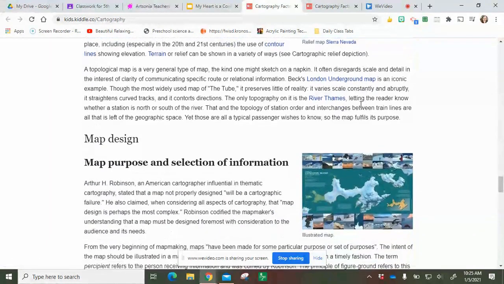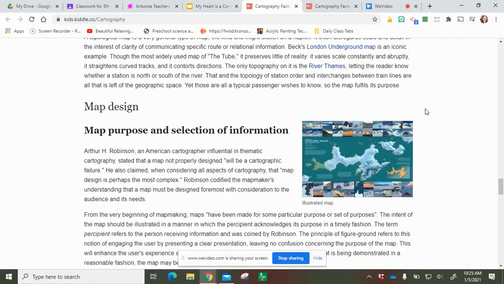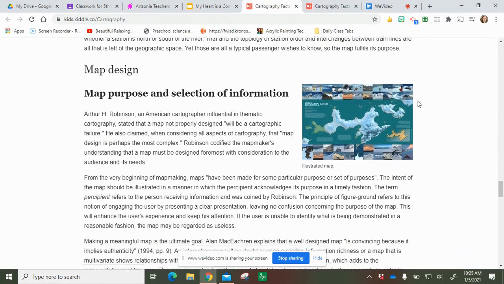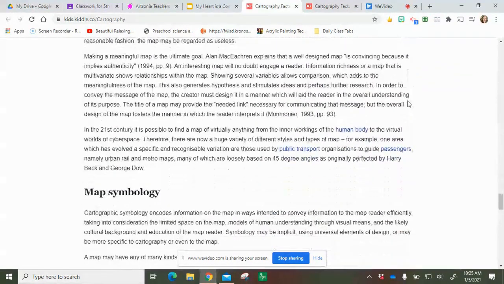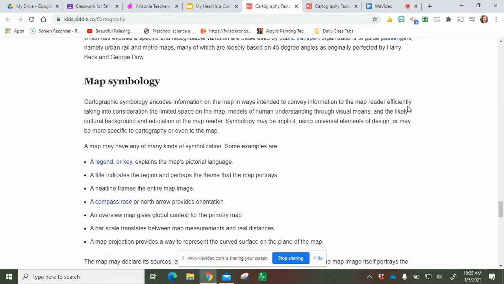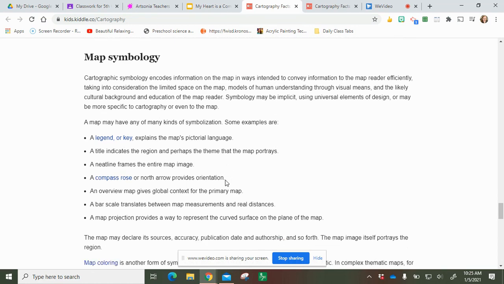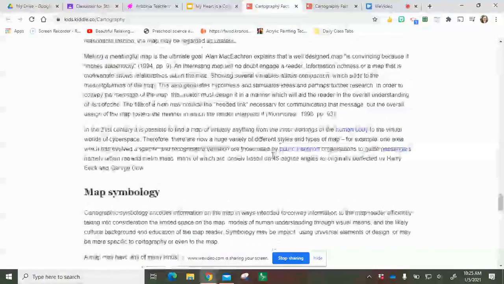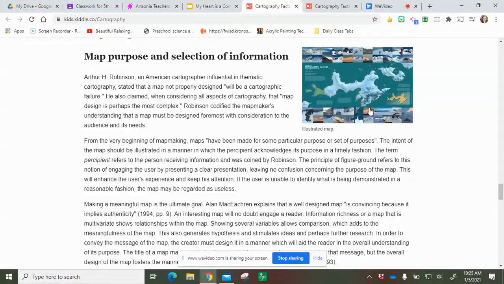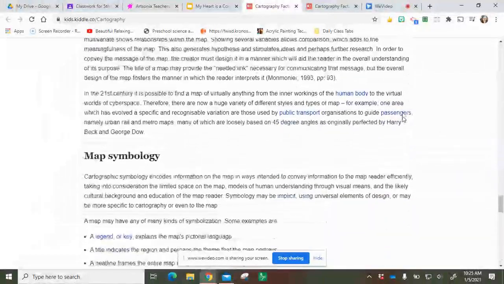So map design can be for all sorts of different purposes and information. If you want to know about map symbology, then you probably need to check out what's called the legend or key. And that will explain the map's pictorial language, like what you're actually looking at. A title indicates the region and perhaps the theme that the map portrays. And a neat line is the line that goes around the map. It gives you like a border so you can actually see the section that you're trying to focus on.